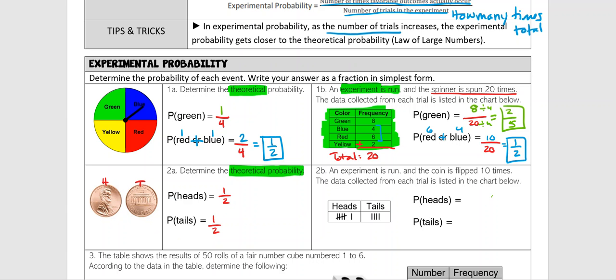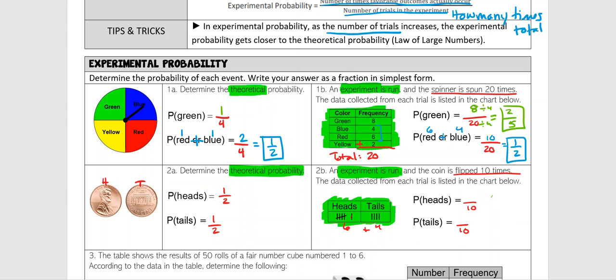Now we have data from an experiment. So we did the experiment. And we flipped our coin 10 times, and here is our data. So when we talk about experimental probability, we're going to use that data. We flip this 10 times. If I add these for tallies, each group is 5 plus the extras here, so that's 6. Here we just have 4. So our total is going to be 10.